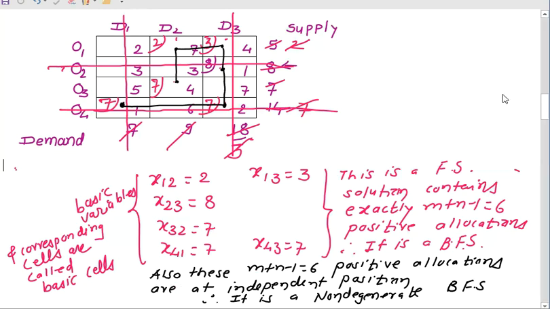So in this way, we find the initial solution of a transportation problem using the lowest cost entry method or matrix minima method.